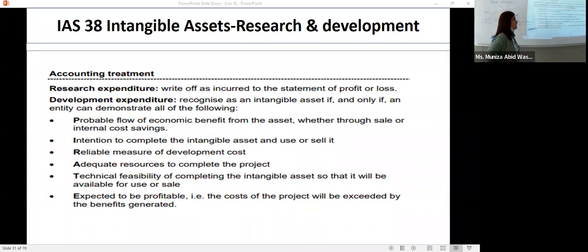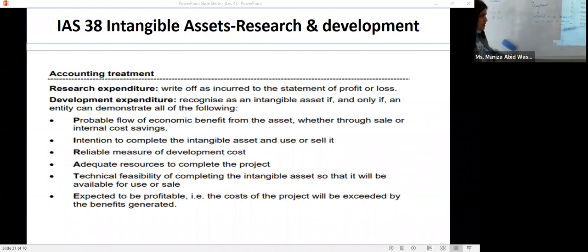Then A stands for adequate resources to complete the project. The organization must have the technical feasibility and adequate resources to complete the project. Sometimes the organization comes to know that the development of the project will need 10 million more, but the organization does not have that much money. It means that by not fulfilling this criteria, the organization has to write it off in their SOPL immediately.